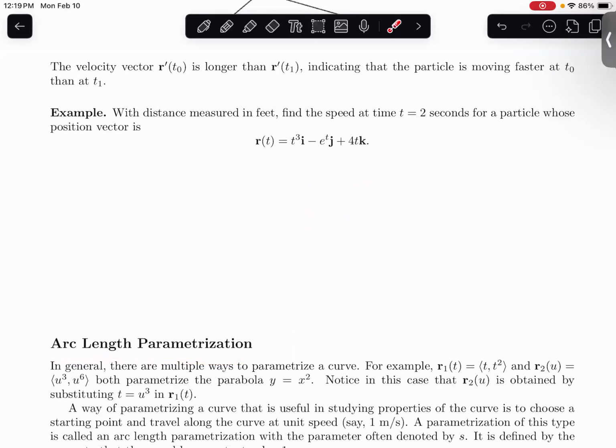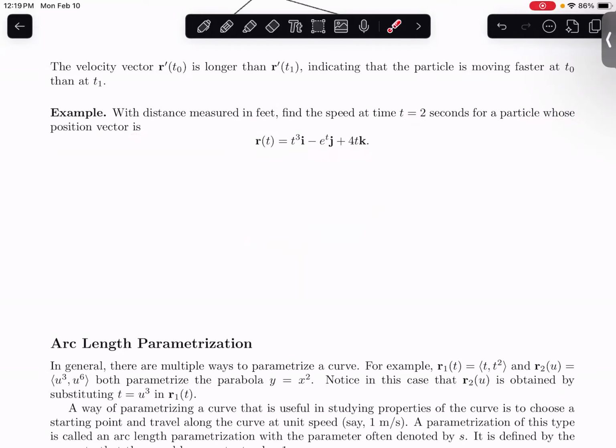Before we do that, I just wanted to go through one more example, just calculating speed. So for this example, with distance measured in feet, it wants you to find the speed at time t equal to 2 seconds for a particle whose position vector is given by the following.